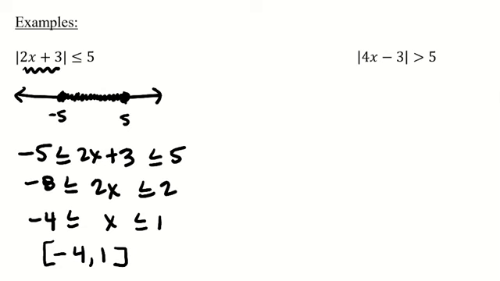Why don't y'all try the one on the right? This absolute value of 4x minus 3 is greater than 5. I'm going to freeze the screen. If you're watching at home, I'm going to pause the video, and then it's going to flash up with the answer real quick, so make sure you pause the video.